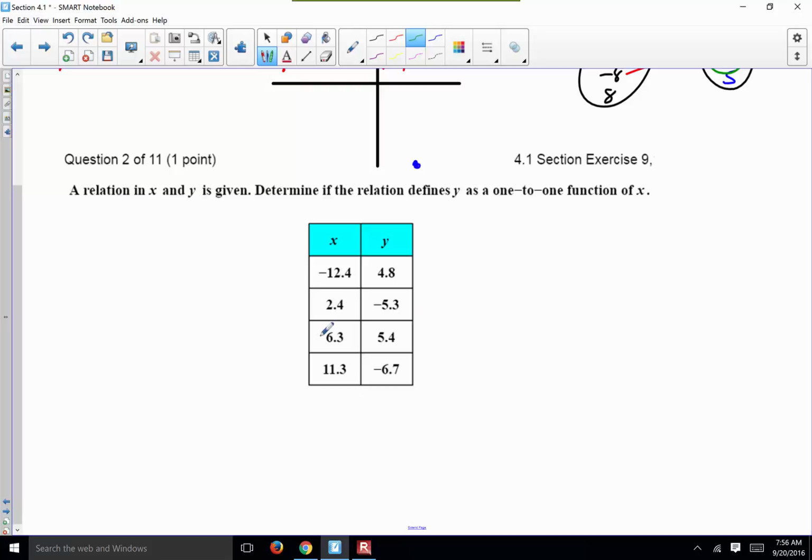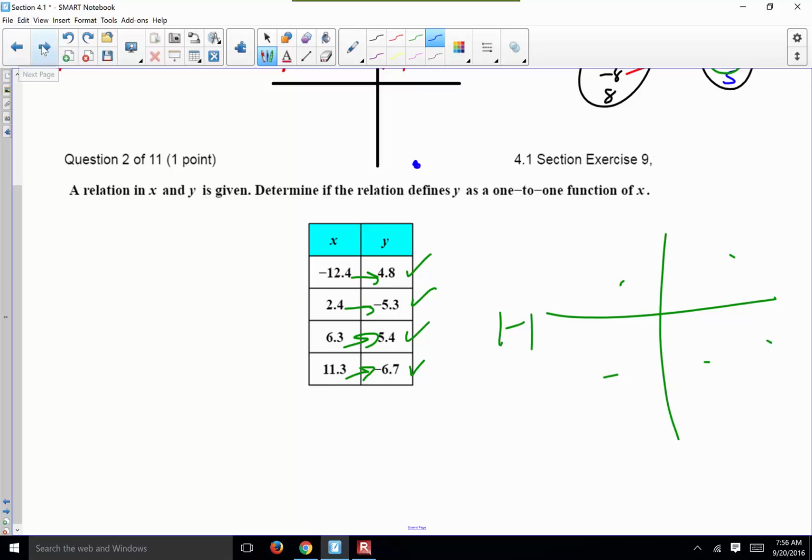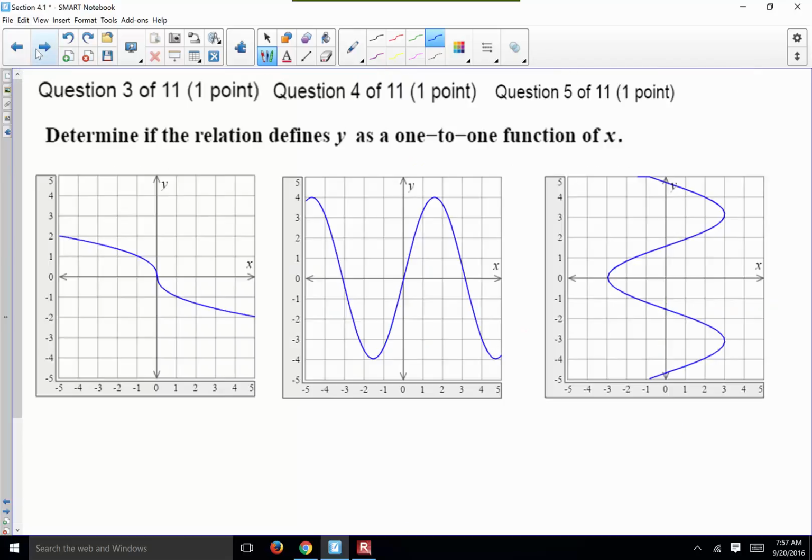Alright, is this one-to-one? Alright, let's check. Are there any matching values on Y? Different, different, different, different. One-to-one. You can just show arrows, all single unique arrows. If you like, you can plot these points, but it's time consuming. Alright, I think we got it, right?